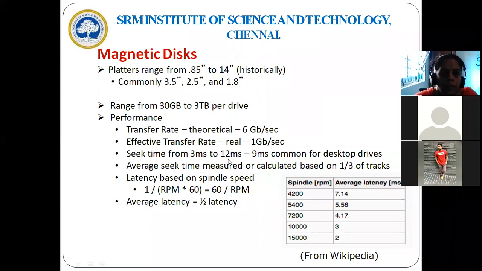It is 6 GB. Effective transfer rate is 1 GB. If it is below that rate, automatically it will be slow. So that they have mentioned here. And seek time is the time delay to position your particular track and sector, so that we can start our read or write operation.